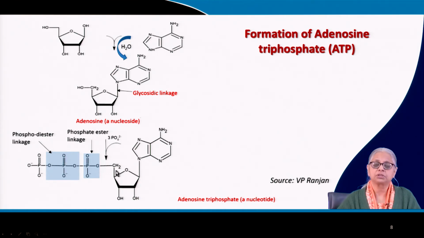Phosphate is attached at the C5 position. So the first phosphate is what gives us adenosine monophosphate. That is a low energy bond. This particular bond between phosphate and C5, carbon on the ribose, is a low energy bond. The remaining 2 phosphates are linked to each other by phosphodiester linkages. Both of them are high energy bonds.